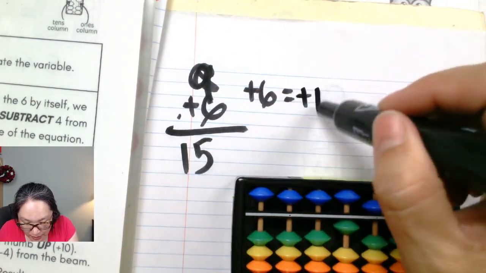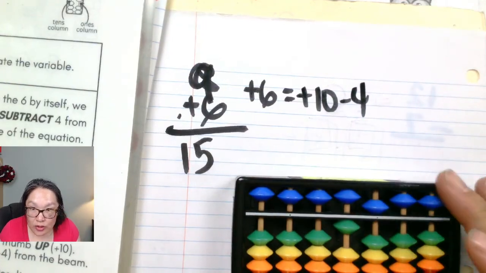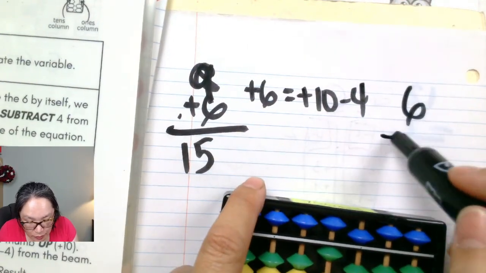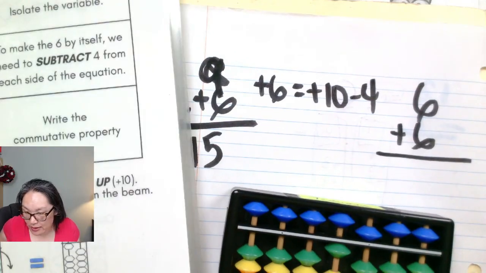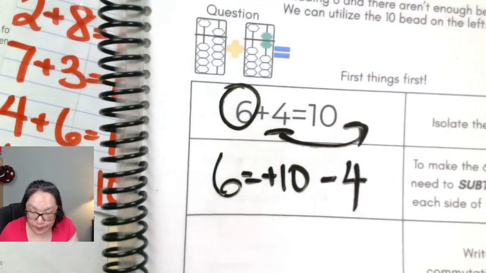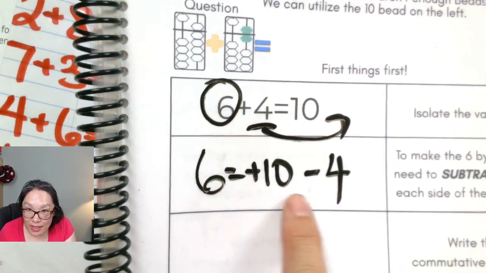So the original question, we understand that. Minus the 10, plus the 10 minus the 4. So the original question was 6 plus 6. And again, we don't memorize doubles. What we do memorize is our formula. It is plus the 10 minus the 4.